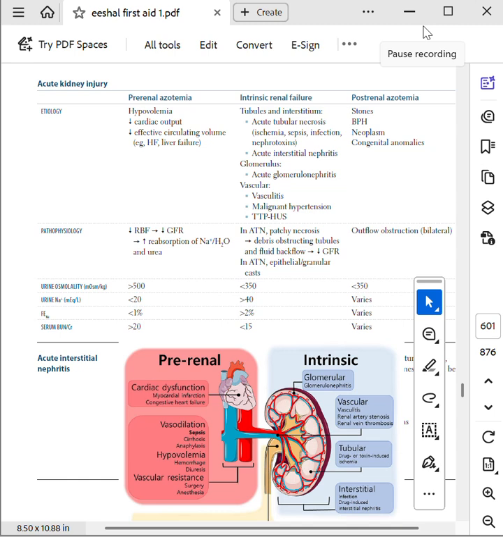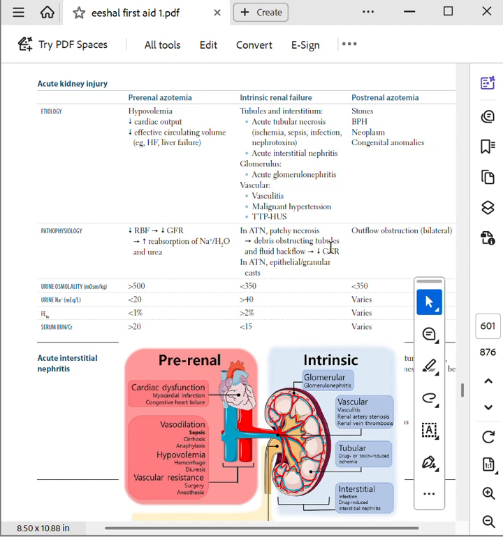Now, in intrinsic renal failure, the main problem is kidney tissue damage. Kidney tissue damage causes acute tubular necrosis, glomerulonephritis, interstitial nephritis, and the mechanism is basically the patchy necrosis leads to debris obstructing the tubules and fluid backflow. So basically, it's poor filtration due to tubular damage. The tubular damage decreases the GFR because there's debris that's obstructing the tubules. There's some fluid backflow, and the GFR decreases.